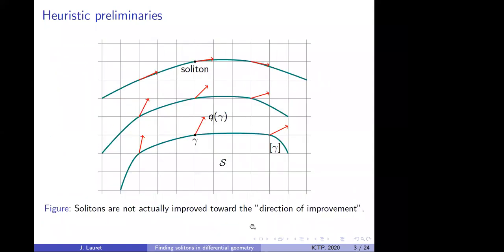So maybe this picture can clarify what I'm trying to say. Recall that we are in a very heuristic situation. So imagine that this is the space of structures. You have a structure gamma here, and its equivalence class. These lines in color teal are the equivalence classes. And then at each structure, you have this preferred direction, okay? So you have another equivalence class here. And so what we are saying is that a soliton is when the preferred direction is pointed to stay in the equivalence class. So it's not improving the structure.